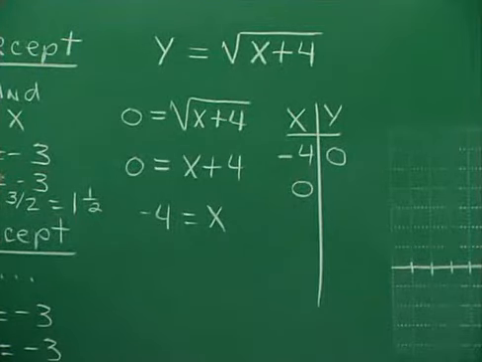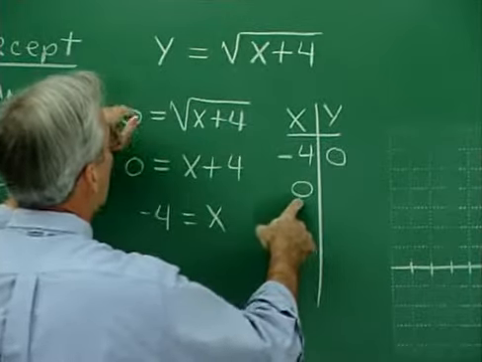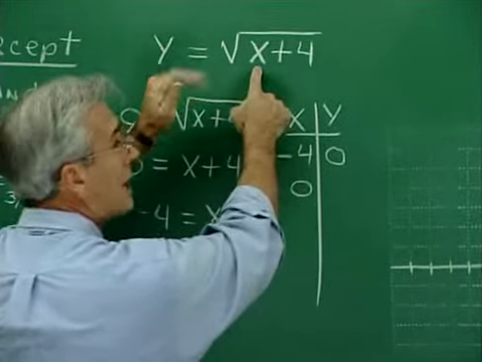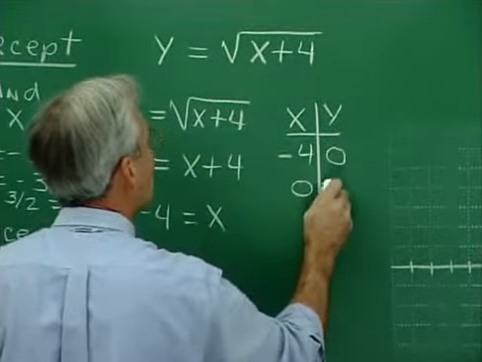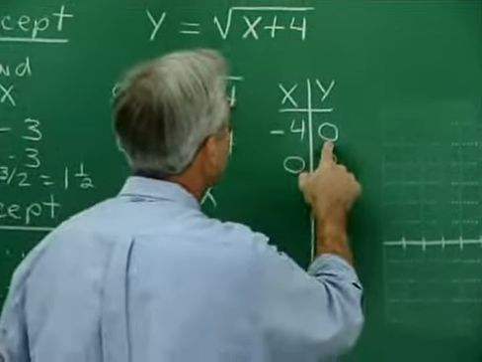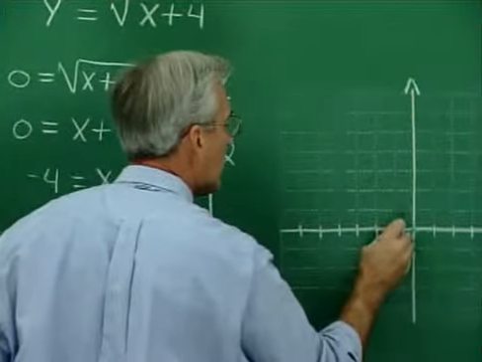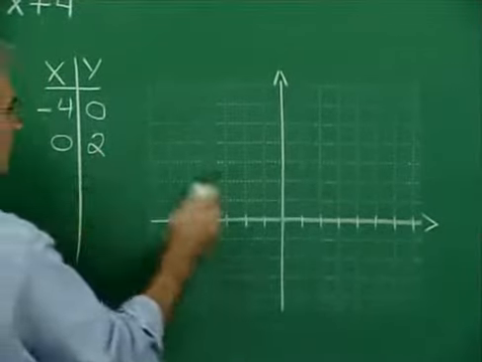For the y-intercept, we let x be 0 and we solve for y. If x is 0, we can just see right through this. This goes out, so we have the square root of 4, or 2. Let's plot those. We have negative 4 going to 0, so negative 1, 2, 3, 4 at 0, and then the point 0, 2.